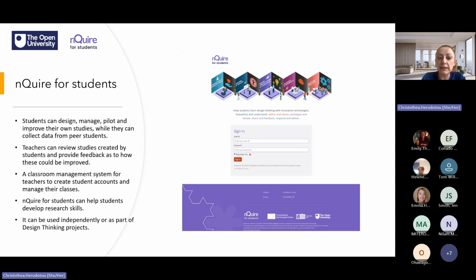The teachers can review studies, give feedback, and help students improve their designs through nQuire. There is also a classroom management system here that helps teachers create student accounts and manage their classes. And we hope that nQuire will develop students' research skills. Actually, we are analyzing data at the moment, and we try in particular to see the impact of using nQuire on critical thinking and development of research skills. And it can be used independently or as part of a design thinking project.